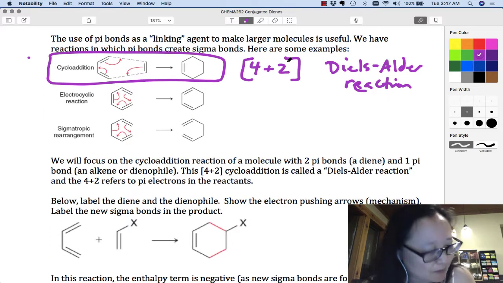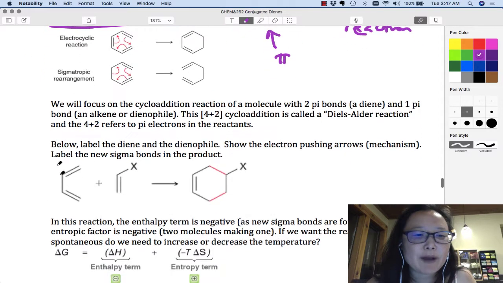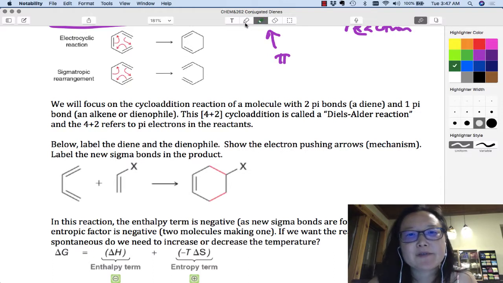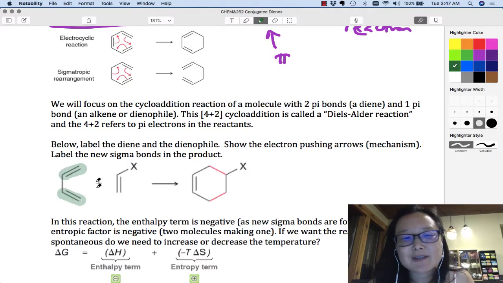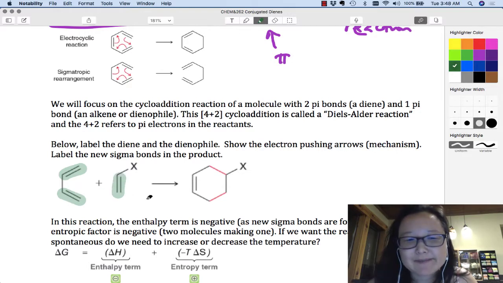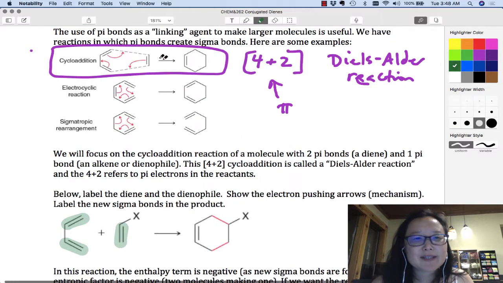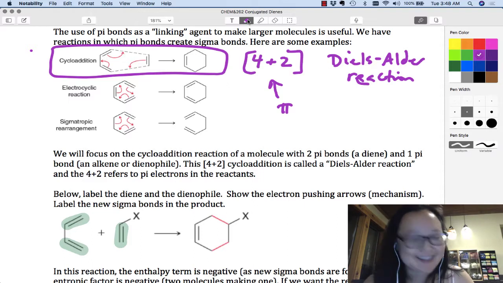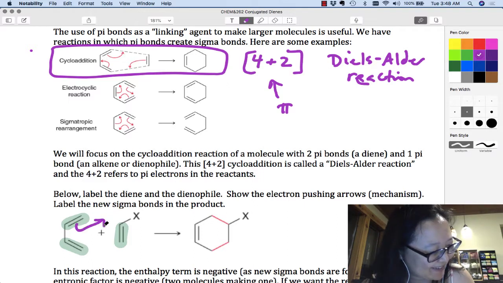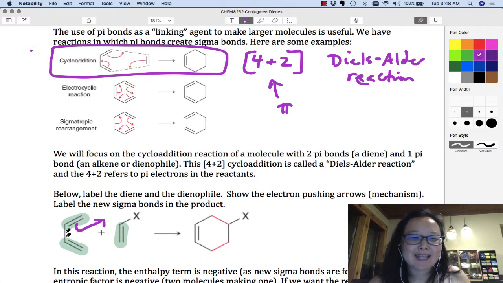Now the 4+2 is referring to the pi electrons. So I have a molecule with 4 pi electrons being added to a molecule with 2 pi electrons. In other words, 4 pi electrons meaning 2 pi bonds, or 2 pi electrons meaning 1 pi bond. And the way that this works is, follow the arrows and you will be able to see it. You'll be able to figure it out.